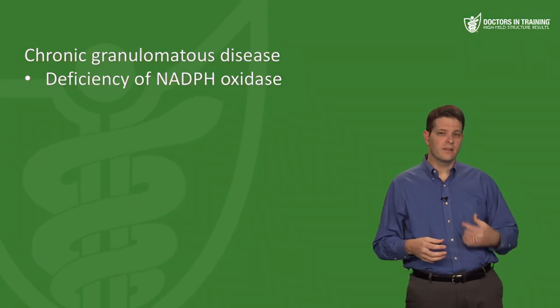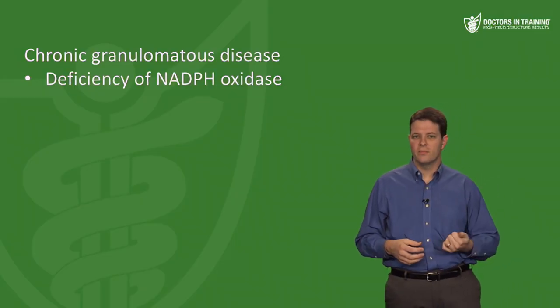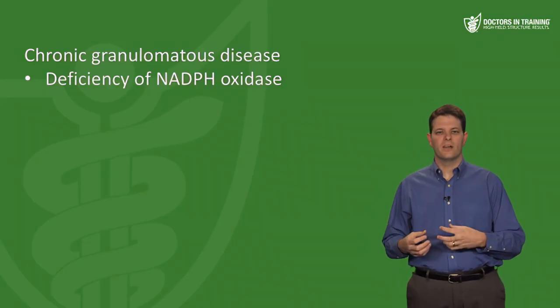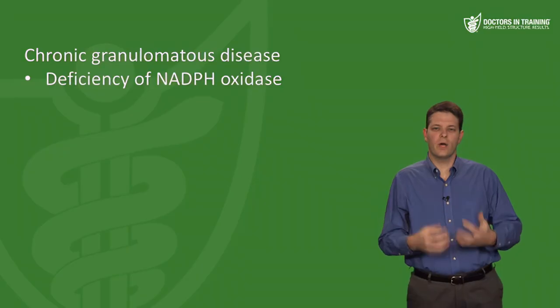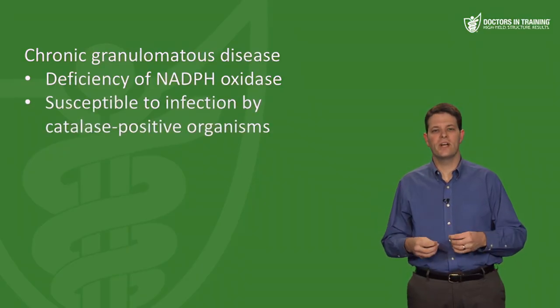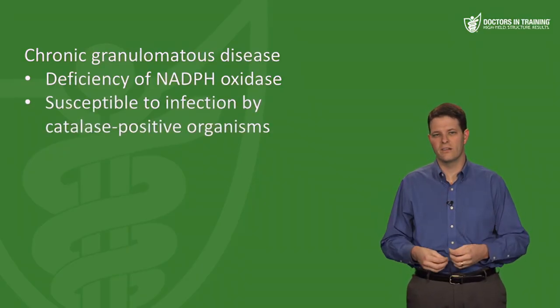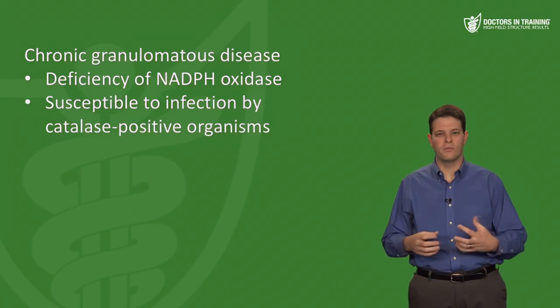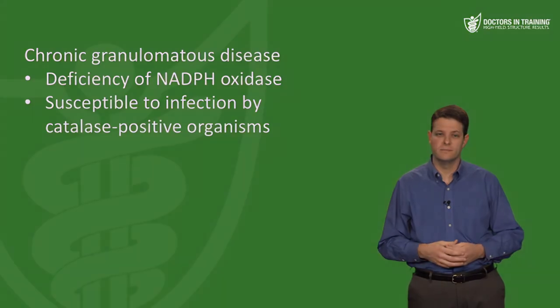But some organisms, like Staph aureus and also Aspergillus species, make an enzyme called catalase, and that turns hydrogen peroxide into water. So patients with chronic granulomatous disease are susceptible to infection by these catalase-positive organisms because these organisms can neutralize the environmental hydrogen peroxide before the phagocytes have a chance to use it against them.